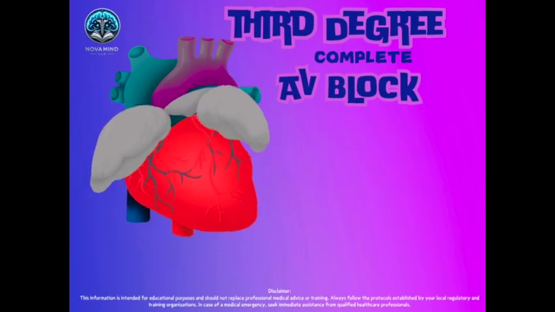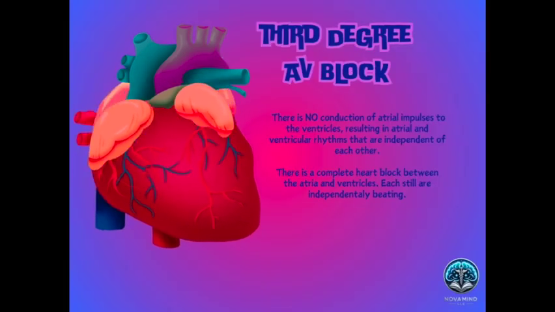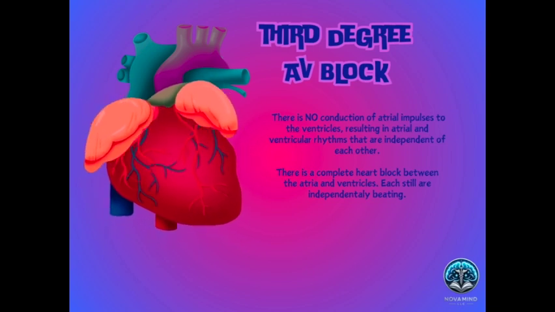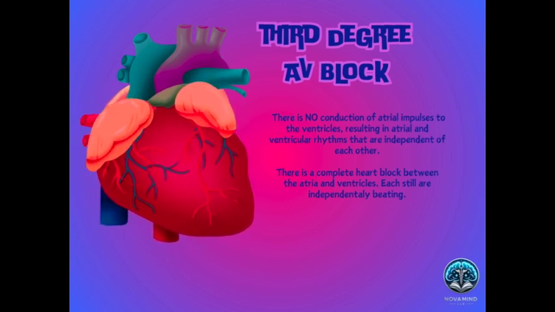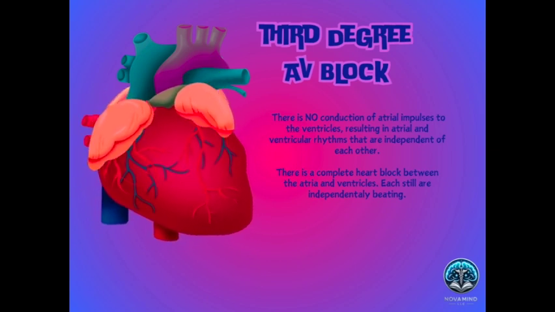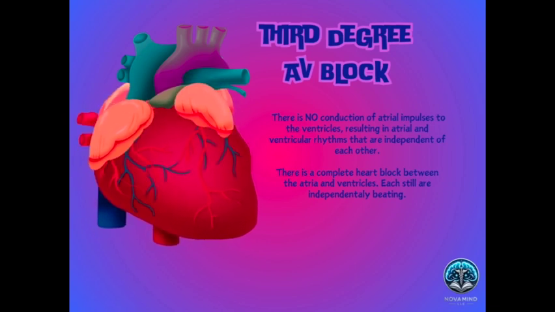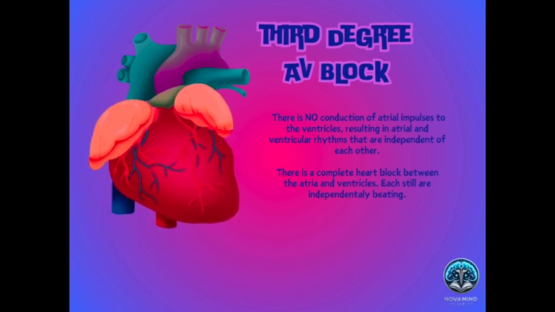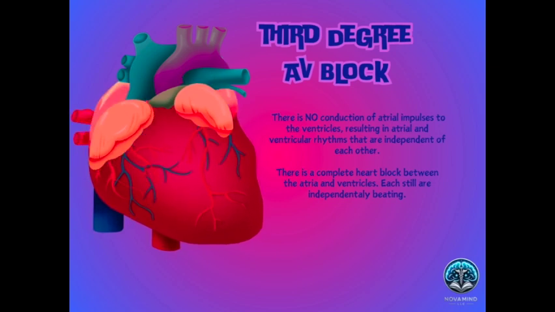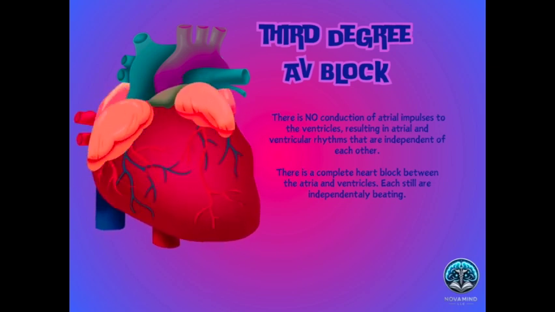Now let's move on to the third degree or complete heart block, or AV block. In a third degree block, none of the atrial impulses are conducted into the ventricles. The result is an independent atrial and ventricular rhythm. A ventricular escape rhythm usually assumes the role of the pacemaker with QRS width determined by the site of the origin of the ventricular escape. Most likely, third degree AV block will have a wide QRS.